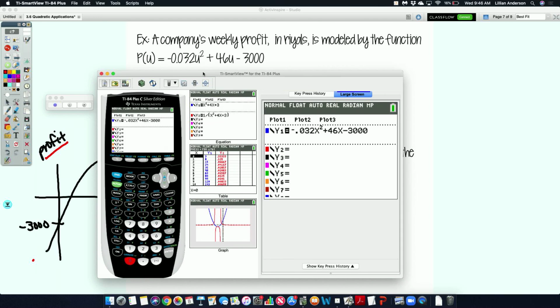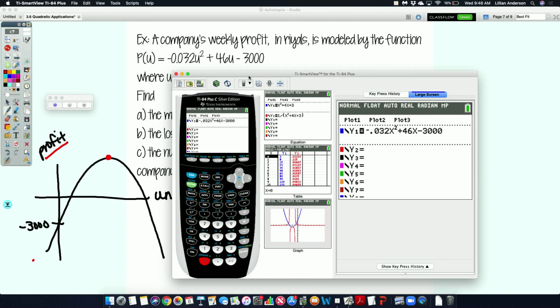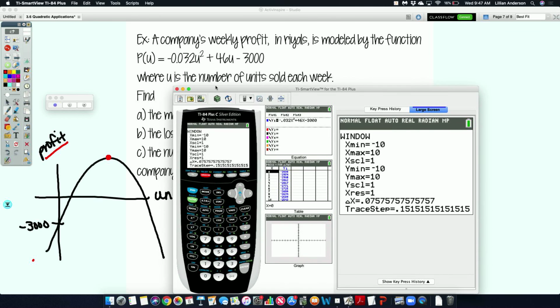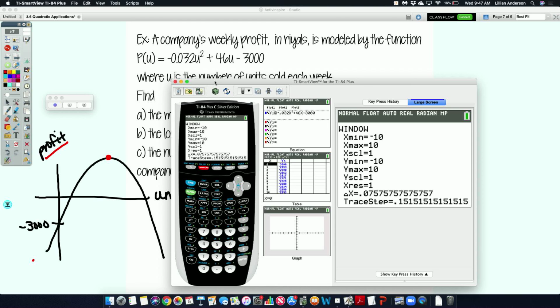Now, just based off of this sketch that I've drawn here, I know that I can't have a standard window. Okay? So let's go to my window and let's see how I can adjust some things. First off, what should my x minimum be? What does x represent? Units. So some type of product that they are creating. So you can't have a negative unit. So a good x-min would be 0.